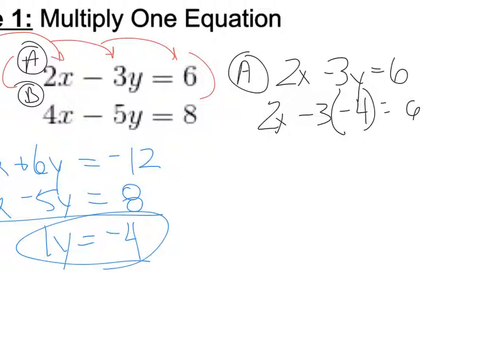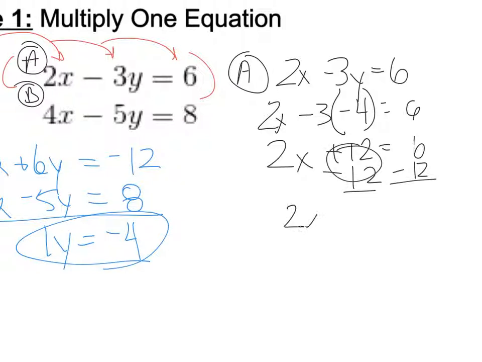And that equals 6. So now 2x plus 12 equals, how about 6, not 16. Sorry about that. We're going to subtract 12 from both sides. That zeroes out. 2x is going to equal negative 6. Divide by 2. x equals negative 3.